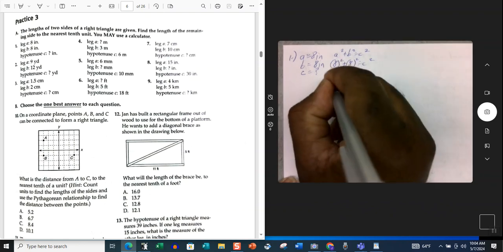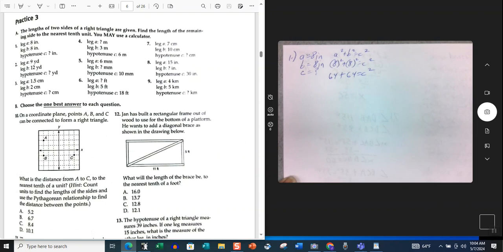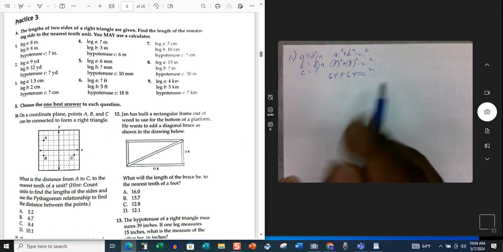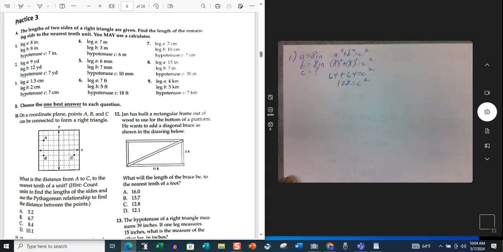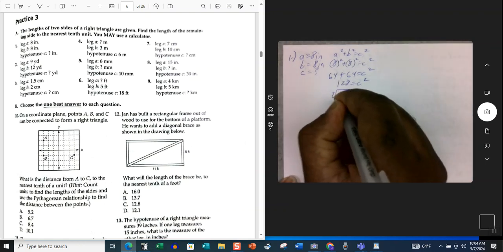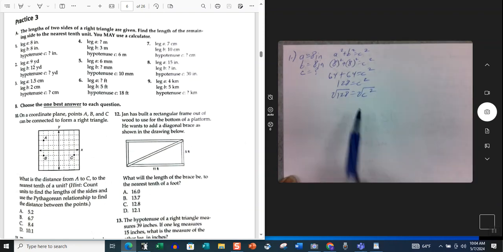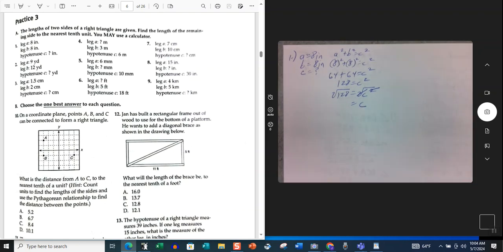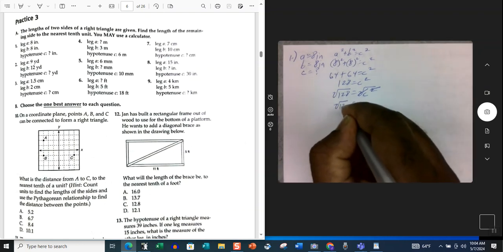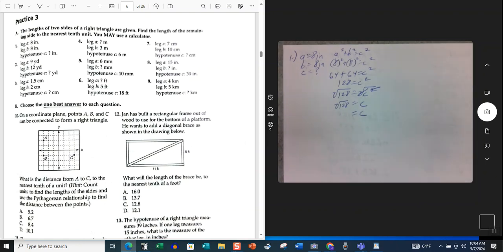So 8 squared is 64, plus 8 squared is 64, equals C squared. 64 plus 64 is 128, which is equal to C squared. Now we will have to take the square root of both sides in order to get the square off of the C. Now these will simplify each other out and leave you C. So we have the square root of 128 is equal to C. But they want us to round this to the nearest decimal. So we need to make this into a decimal.